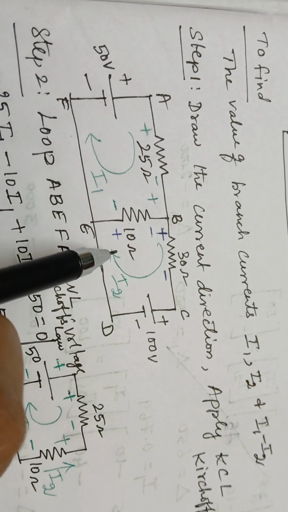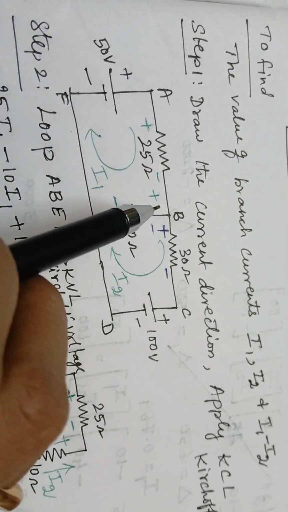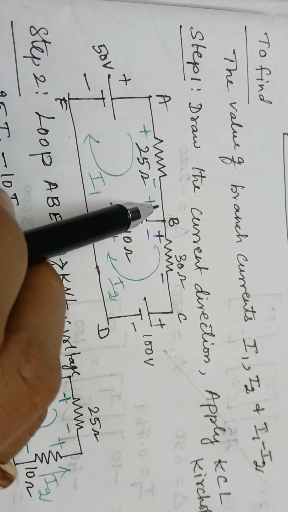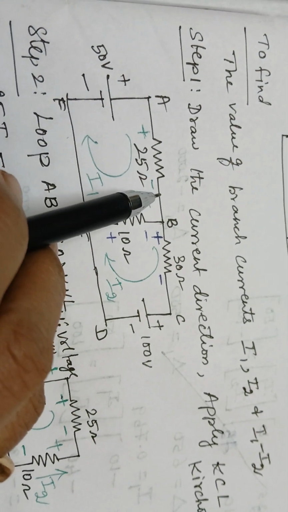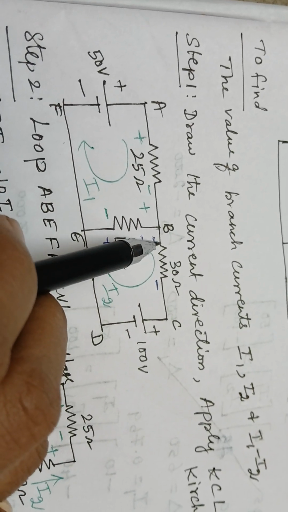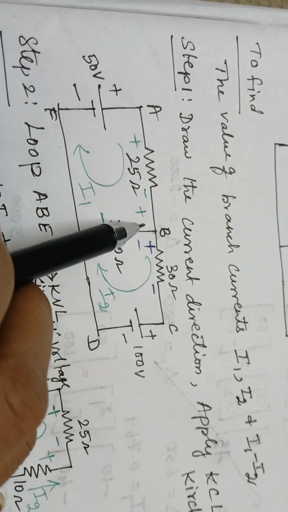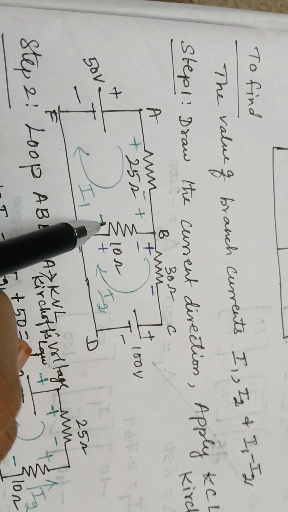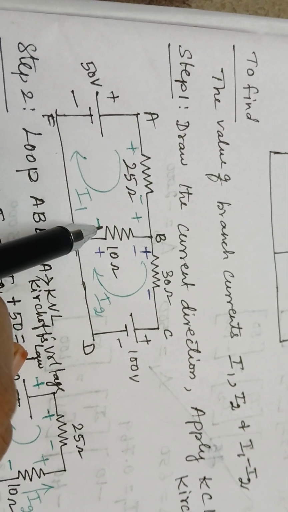Now we are going to apply Kirchhoff's current law. So what is Kirchhoff's current law? Here the incoming current I am going to assume as I1 current. Here the outgoing current is I2 current, and the current in this 10 ohm resistance is I1 minus I2 current.